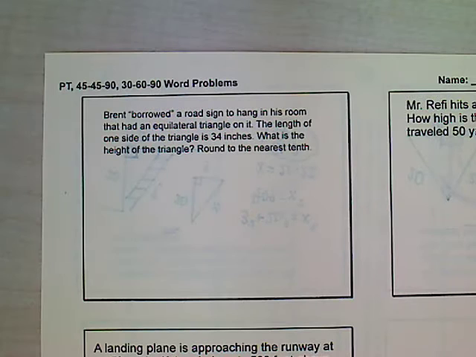The next one says, Brent borrowed a road sign to hang in his room that had an equilateral triangle on it. The length of one side of the triangle is 34 inches. What is the height of the triangle? Round to the nearest tenth. So this sounds a lot like our last problem, but we can actually make it a little bit easier.